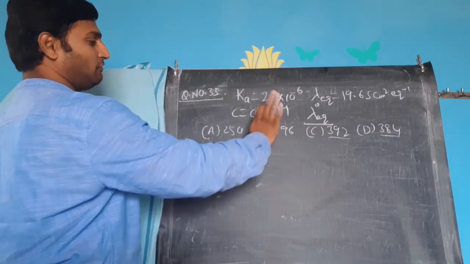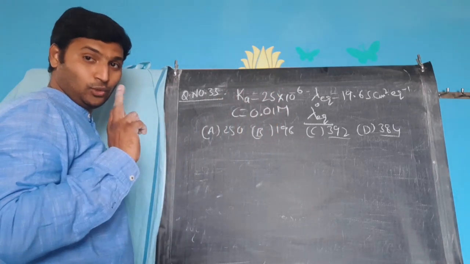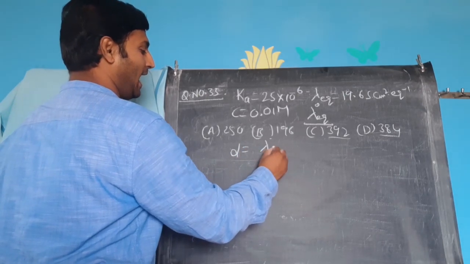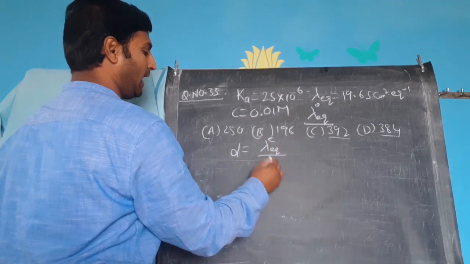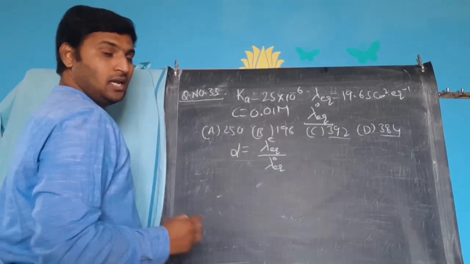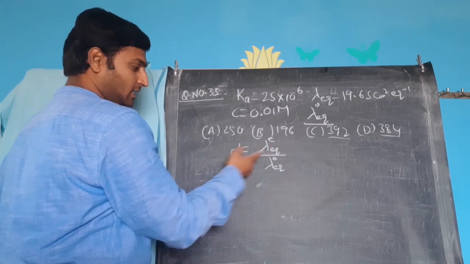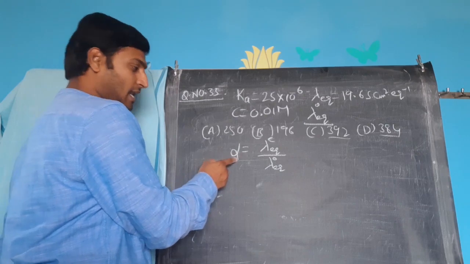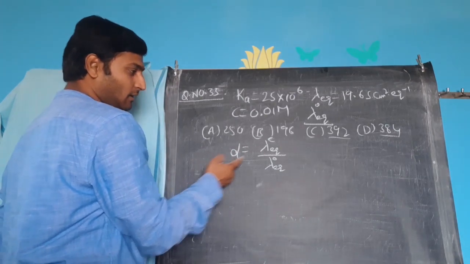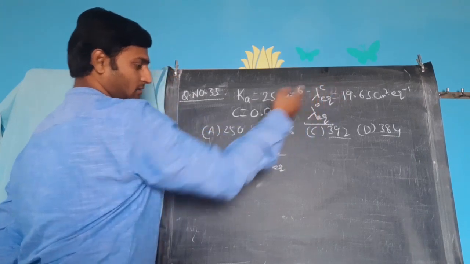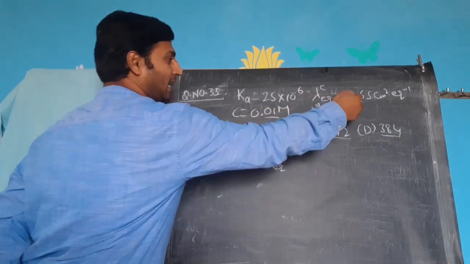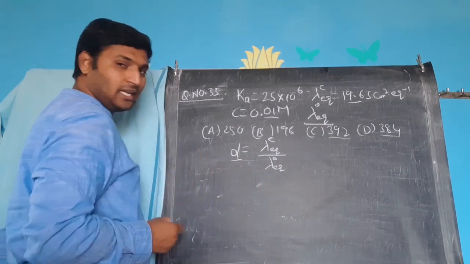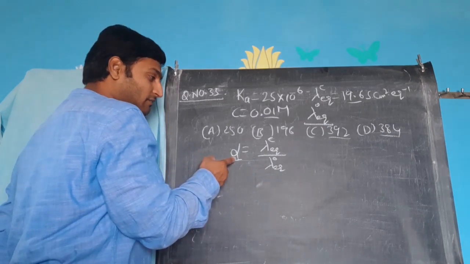What are the basic formulae required here? You know very well, degree of dissociation alpha is equal to lambda C by lambda naught. Equivalent conductance at a given concentration divided by equivalent conductance at infinite dilution gives you degree of dissociation. Now, if you know degree of dissociation, already he has given you lambda equivalent C at a given concentration, 19.6, so you can calculate lambda naught. So what we need is degree of dissociation. How do you calculate it?